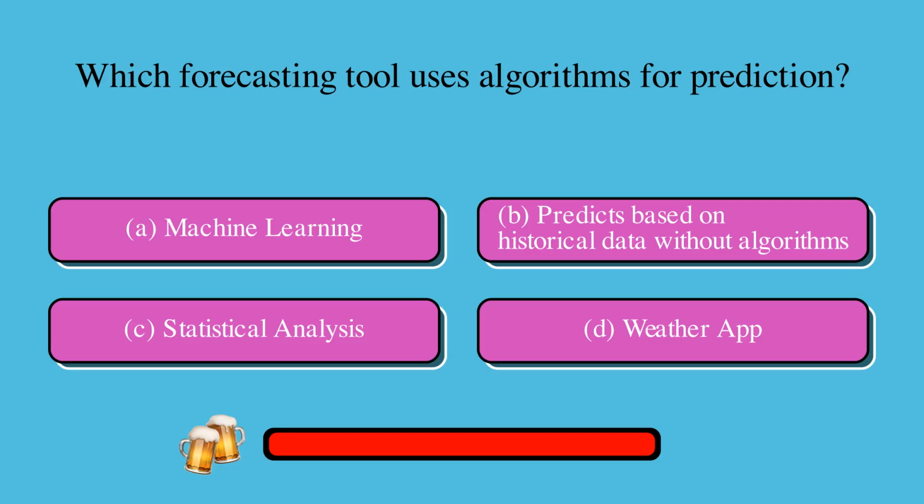Which forecasting tool uses algorithms for prediction? Is it A, machine learning, B, predicts based on historical data without algorithms, C, statistical analysis, or D, weather app? The correct answer is A, machine learning.